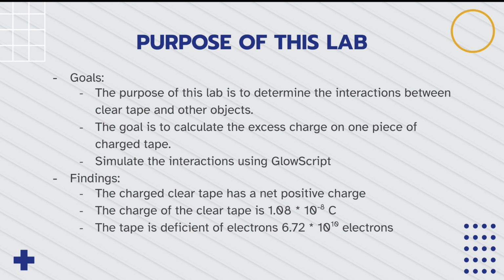In this experiment, two pieces of charged tape are prepared and their interactions with each other and other objects are observed. From these observations, we can determine the total charge on the tape and the point charges in GlowScript. A summary of the findings is shown, where we see that the charge of the tape is positive and had an electron deficiency of 6.72 times 10 to the 10 electrons.